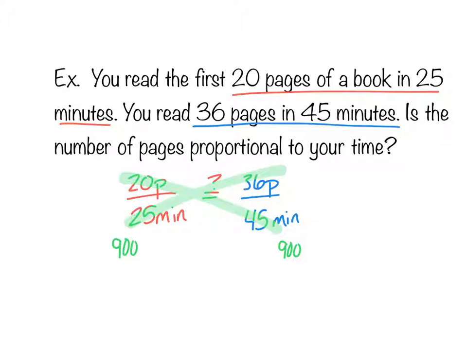So again, using cross products is one of the 3 ways you can tell if 2 ratios are proportional, and the other 2 were dividing and reducing. And you can use any of them as long as you show your work. All of them are valid ways to work out all the problems on section 5.2.